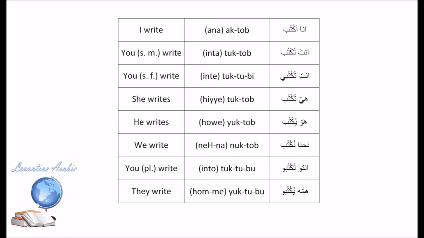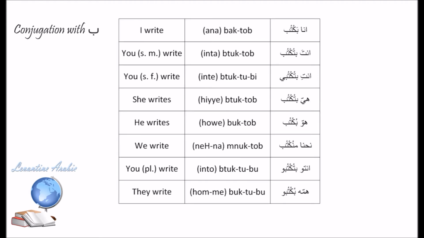Now, oftentimes in Levantine Arabic, we conjugate verbs using the letter ba as a prefix. So the verbs become like this. أنا بكتب, أنت بتكتب, أنتِ بتكتبي, هي بتكتب, هو بكتب, نحن منكتب, أنتوا بتكتبوا, هم بكتبوا.